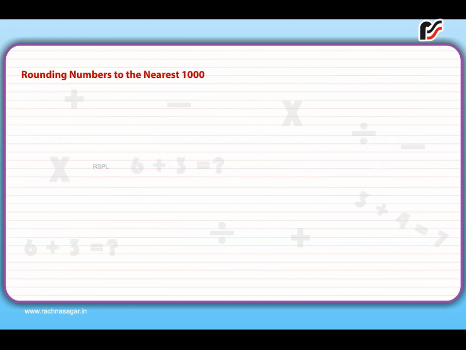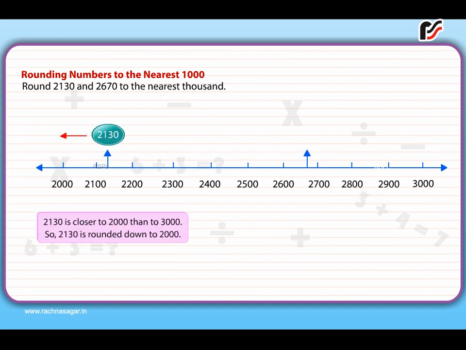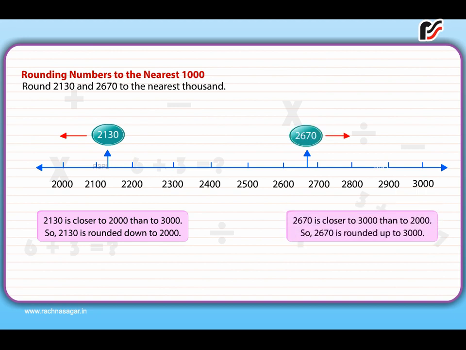Rounding numbers to the nearest 1000. Round 2130 and 2670 to the nearest 1000. 2130 is closer to 2000 than to 3000. So, 2130 is rounded down to 2000. 2670 is closer to 3000 than to 2000. So, 2670 is rounded up to 3000.